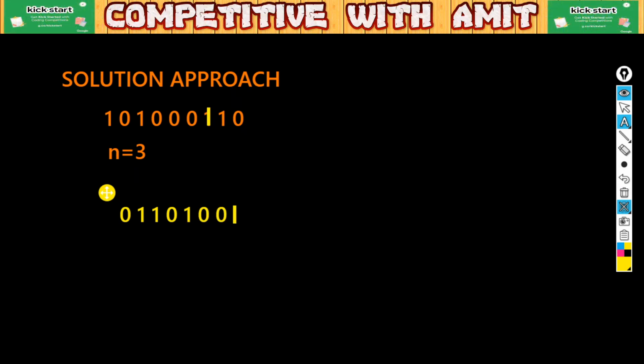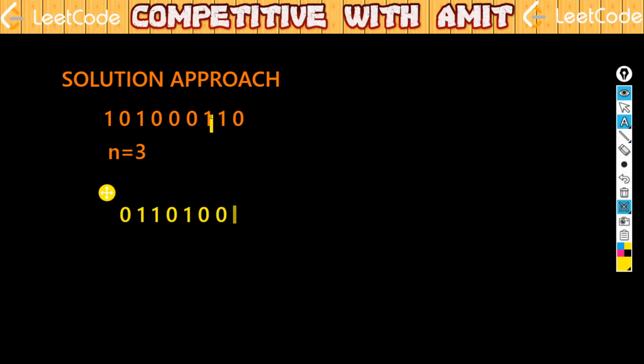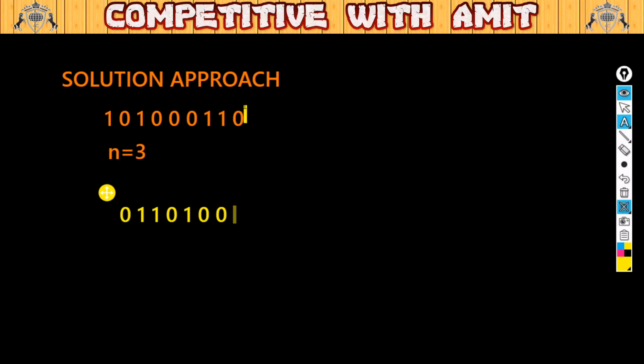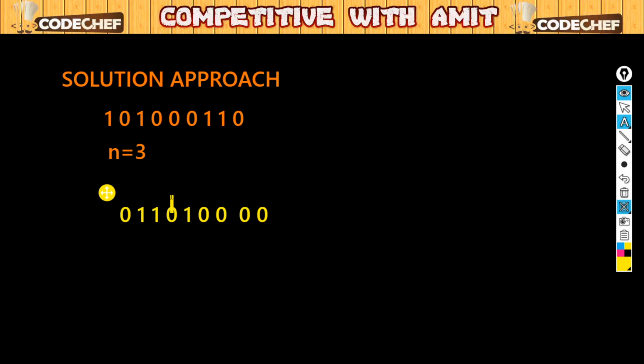Now in this, sorry, this is 1 and this is 0, so we will again consider it to be 0, and at the end it is 0. So we have got this for n equals to 1.